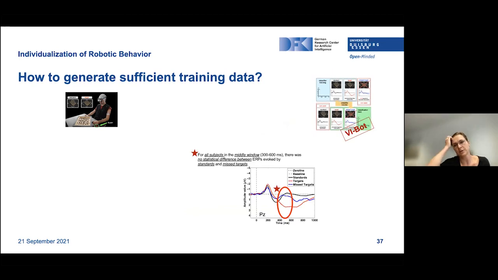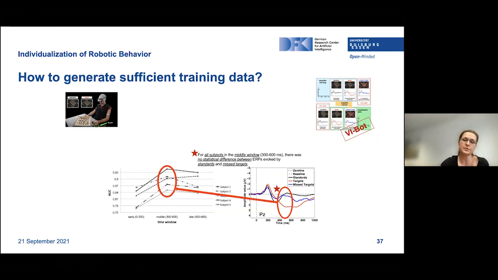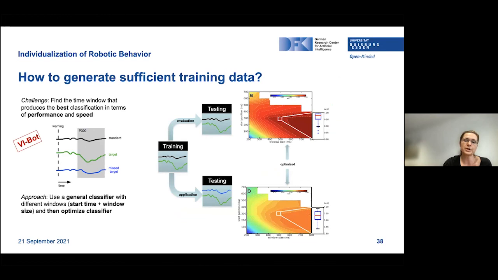And this is again an ERP of one subject. We looked again at different windows, as we did before, to find where the best possibility to transfer it is. We could see that in the middle window of this whole activity, between 300 and 600 milliseconds, there was really no statistical difference between the ERPs evoked by standards and missed targets. So we chose this window to train a classifier.